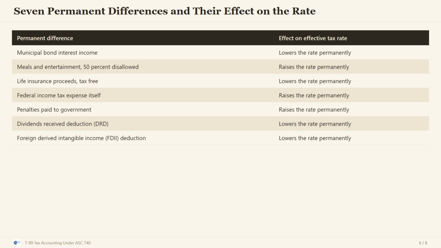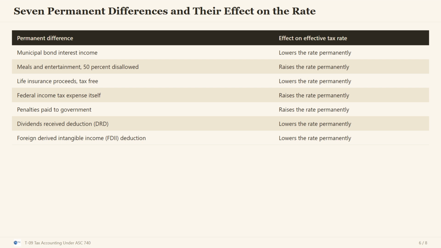Some permanent differences push the effective tax rate down, and others push it up. Municipal bond interest income is tax-exempt, so it lowers the rate permanently. Life insurance proceeds received tax-free do the same. So do 2 deductions with no book counterpart at all: the dividends received deduction and the foreign-derived intangible income deduction, both of which reduce taxable income without ever touching book income.